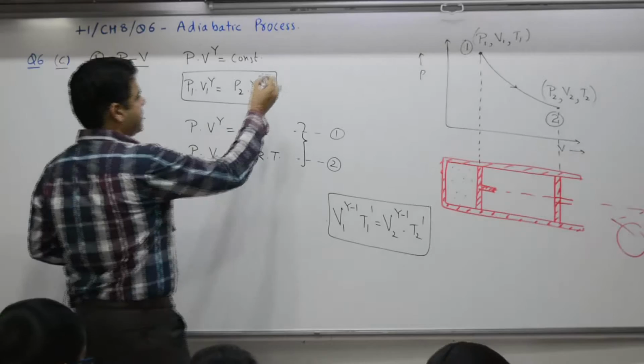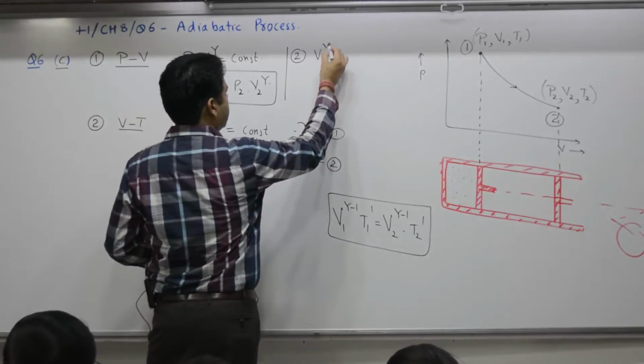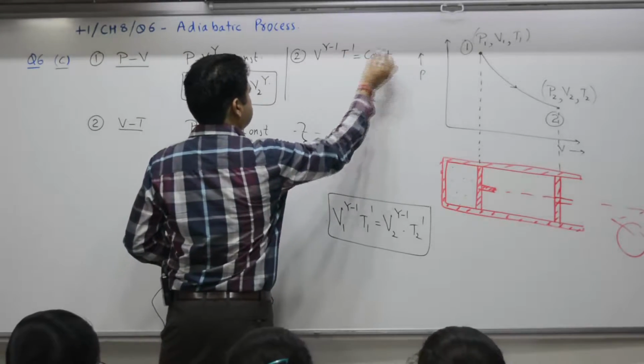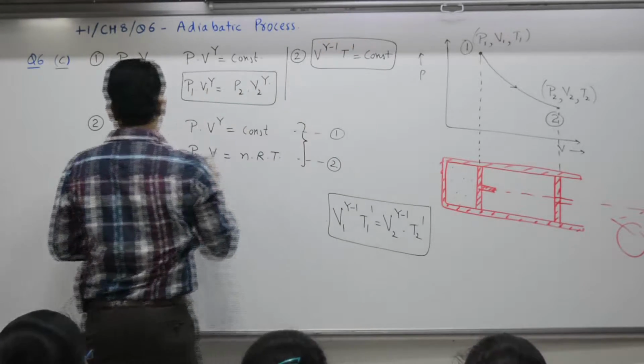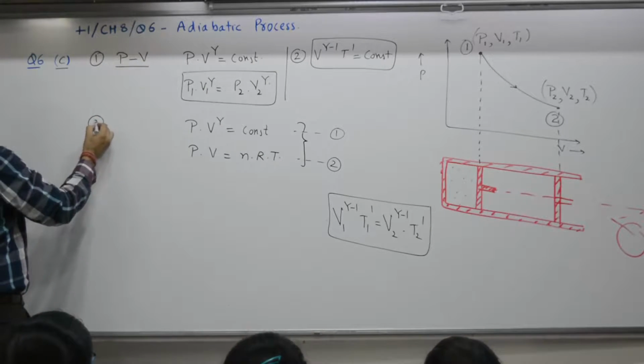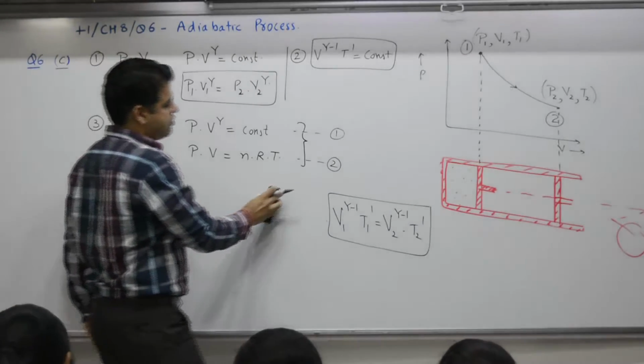VT relationship I can write here: V's power gamma minus 1, T's power 1 is constant. Third, PT relationship. Again, you have 2 equations.